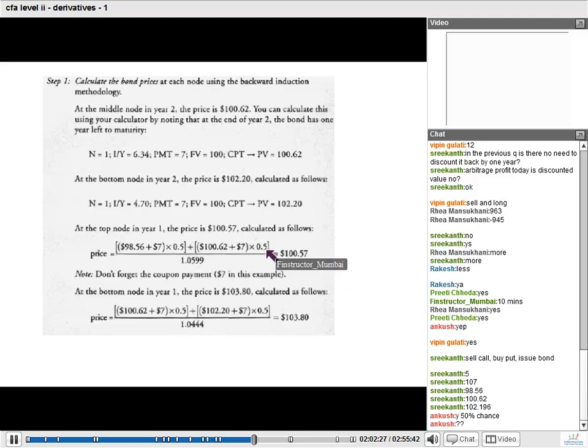The 50% probability is to be given in the question. Okay, so the 50% probability is assumed in the question. You will not have to calculate this in the case of bonds. If the size of up move and down move is given, then you can calculate it. Otherwise, the probabilities will be given.